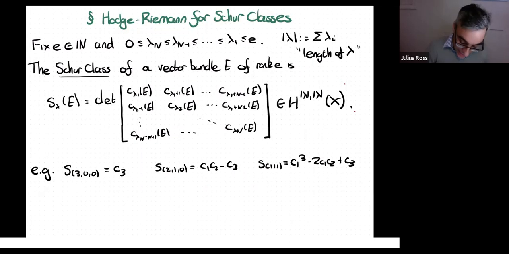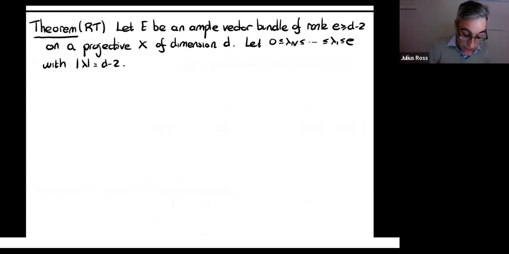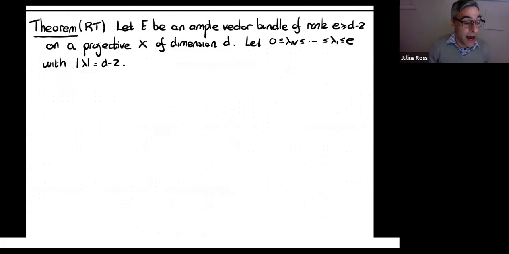Very good. So with that, I can at least state our theorem. This is with Matei Toma. So again, as I just said, we're going to have an ample vector bundle. It has rank e. The rank should be large enough compared to the dimension to avoid trivialities.